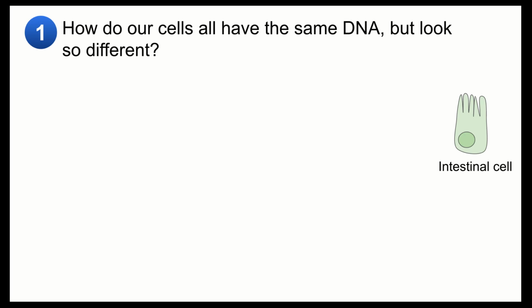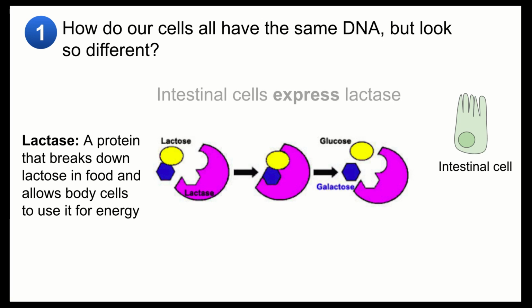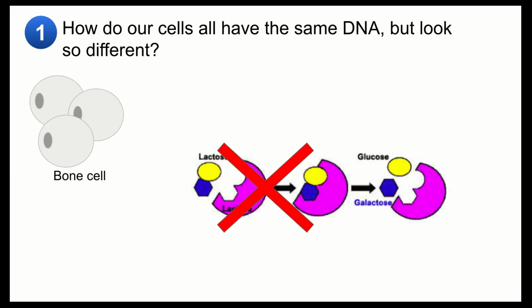It does need to make a protein called lactase, which is a protein that breaks down lactose in food and allows your body cells to use it for energy. So take a look at the pink lactase that's able to grab onto lactose, that circle plus hexagon combined, and break it into two pieces, the circle, which is glucose, and the hexagon, which is galactose. We would say that intestinal cells express lactase, which means intestinal cells make the lactase protein.